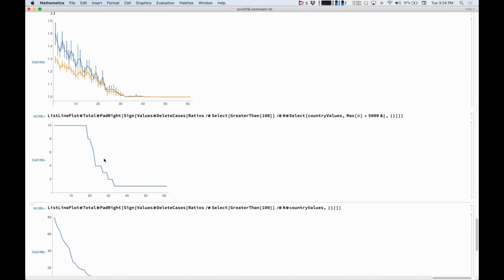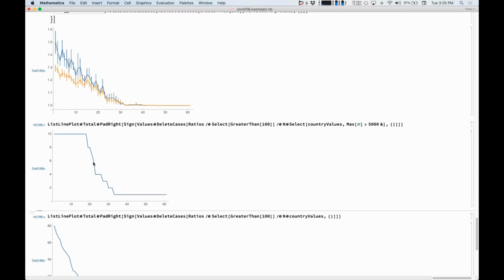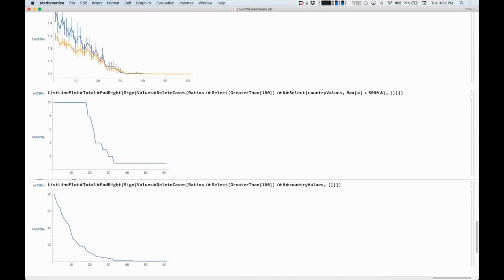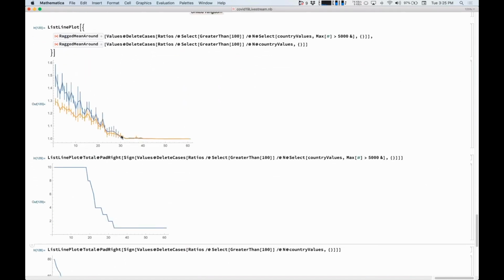First of all, something to notice is that with the greater than 5,000 one, basically all the countries are in it until day 20. So this is not affecting anything up until day 20. It's only starting to affect things after day 20. And if you look at this curve, most of it is before day 20, and it still looks the same. So I don't think that this is seriously affecting the curve here. It might affect things after day 20, but not before.